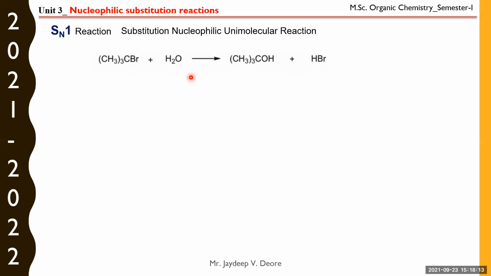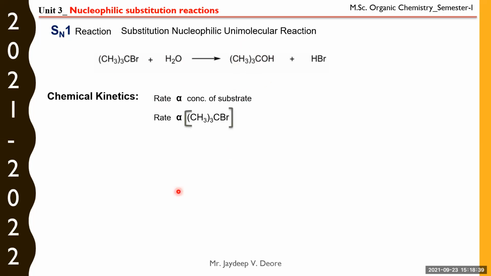Okay. So now let us consider its kinetic mechanism. While studying substitution reaction, the first thing that we must know is their chemical kinetics. According to the kinetic study, the rate of this reaction is directly proportional to the concentration of substrate. Here the substrate is tertiary butyl bromide. So the rate of reaction is directly proportional to the concentration of this tertiary butyl bromide. The square bracket always represents the concentration of that particular species. Now we remove the proportionality sign, so the K is there, and that is the rate constant.